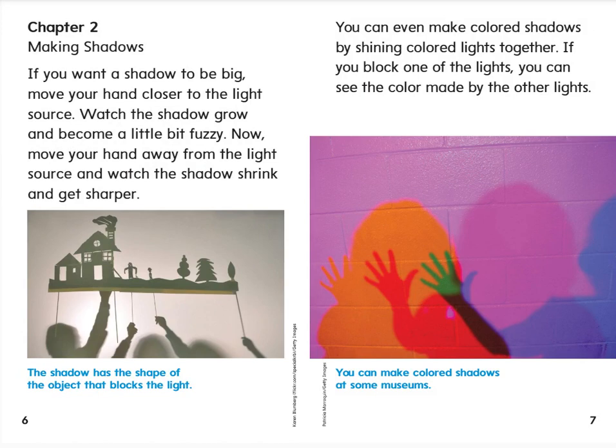Chapter 2, Making Shadows. If you want a shadow to be big, move your hand closer to the light source. Watch the shadow grow and become a bit fuzzy. Now move your hand away from the light source and watch the shadow shrink and get sharper. The shadow has the shape of the object that blocks the light. You can even make colored shadows by shining colored lights together. If you block one of the lights, you can see the color made by the other lights. You can make colored shadows at some museums.